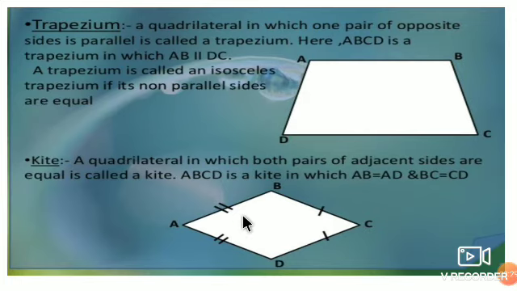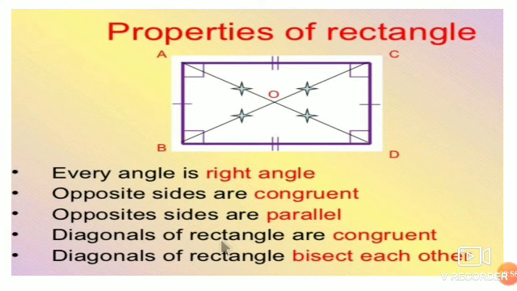And the last type is the kite. A kite is a quadrilateral in which both pairs of adjacent sides are equal in length. These two sides are equal in length. BC and CD are equal in length. It is shown with the marks also that these two sides are equal in length. These two sides are equal in length. Now we will learn the properties of each quadrilateral.